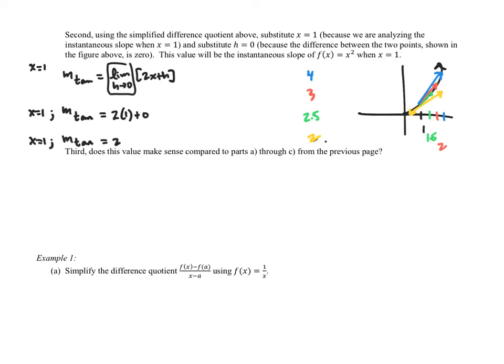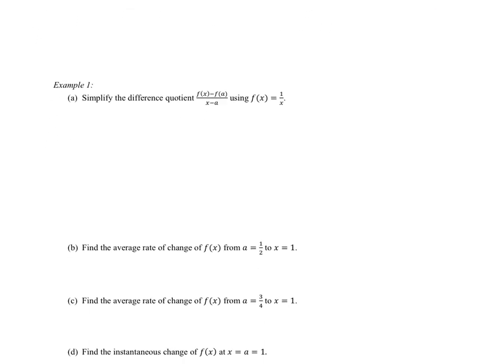Does this make sense? Yeah, sure it does. So we're looking at that third part here. It makes sense that the slopes of the secant lines approach the slope of the tangent line when x equals 1. Okay, let's look at a second example here. Actually, I guess this is example 1.